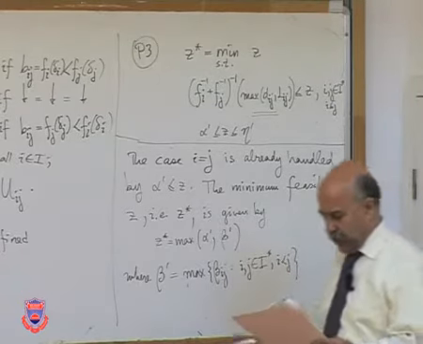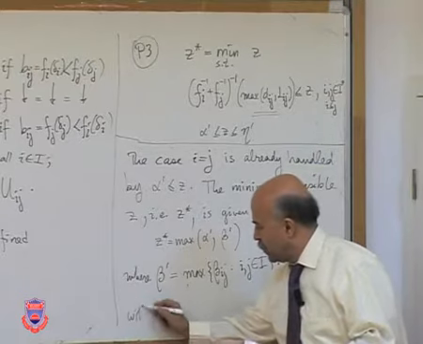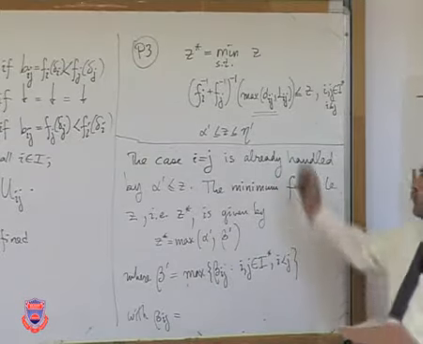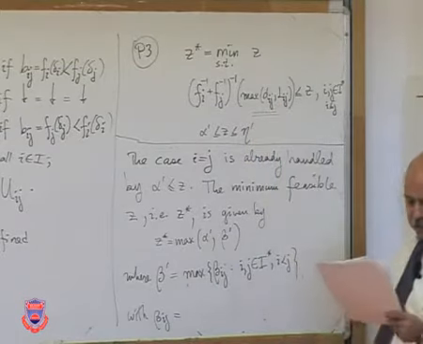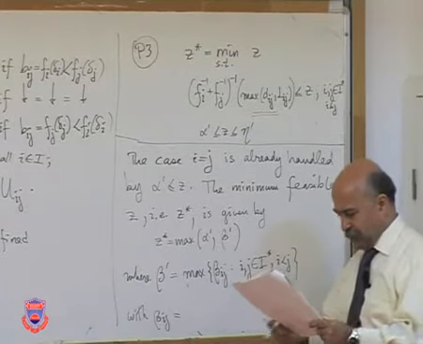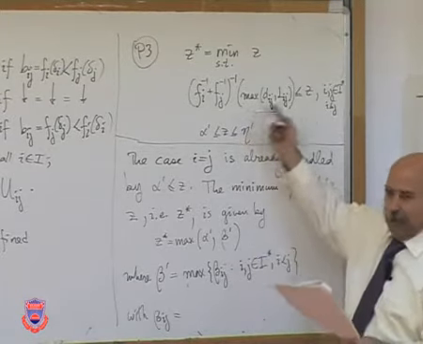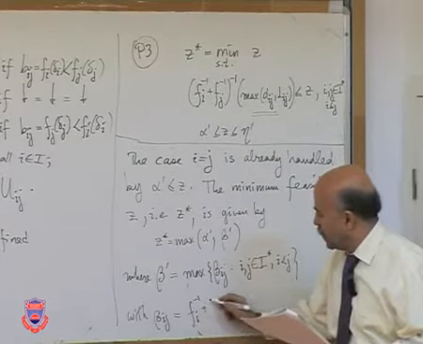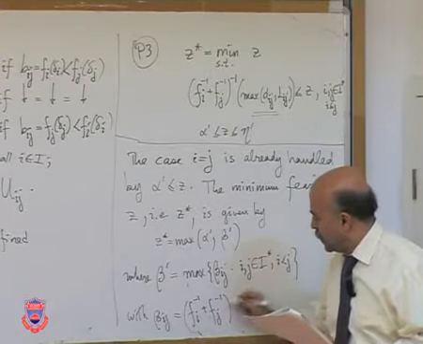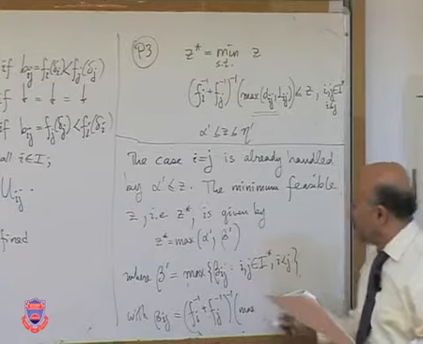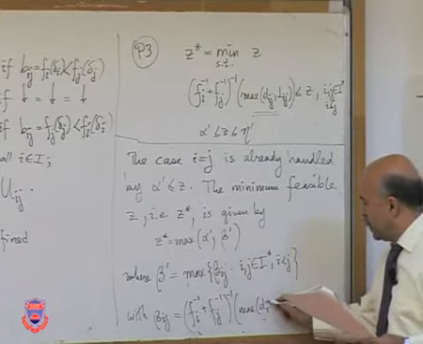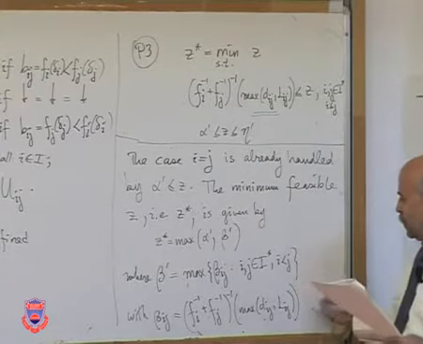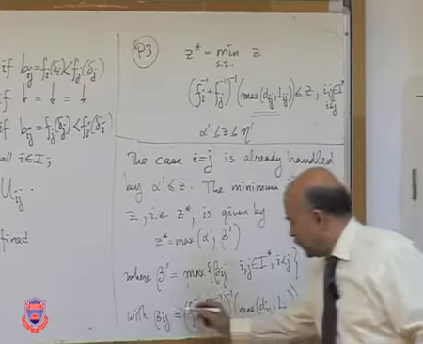And what's beta ij? Beta prime is the largest of these bounds here. Beta ij is simply that number, by definition.